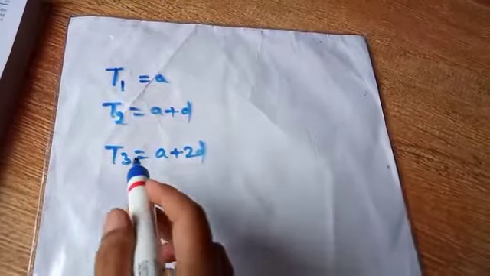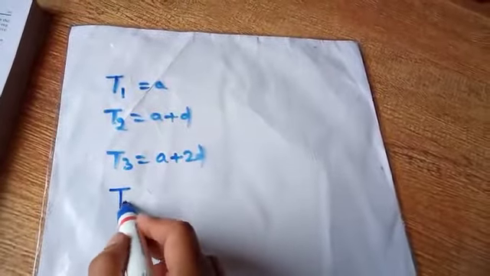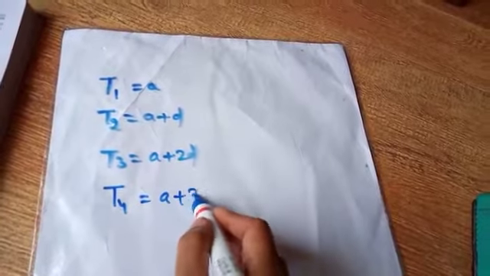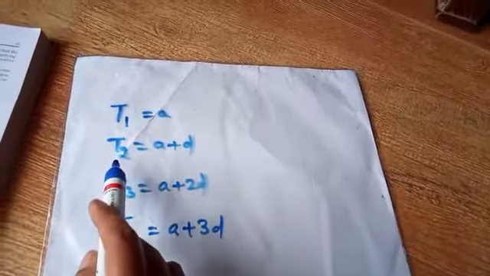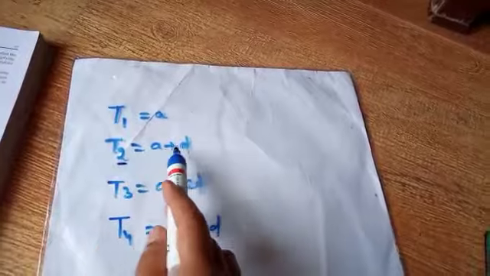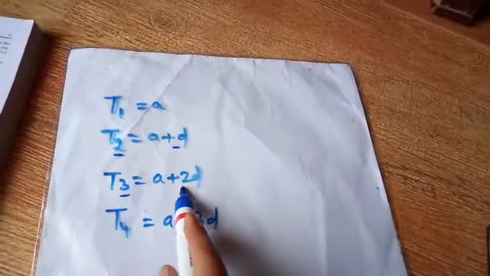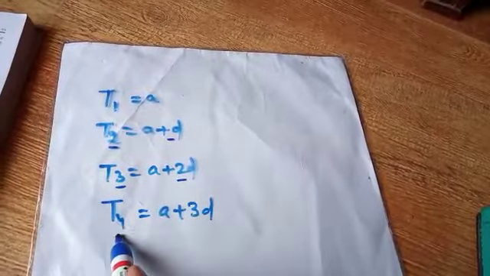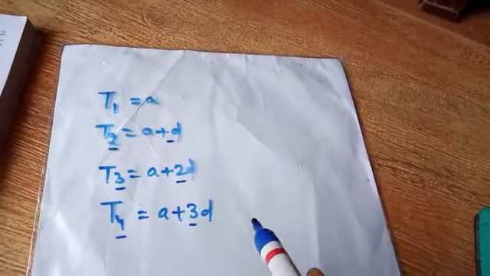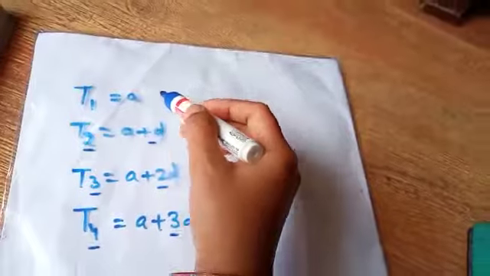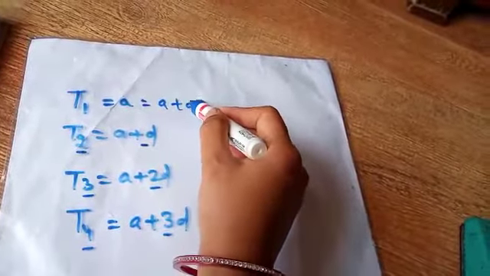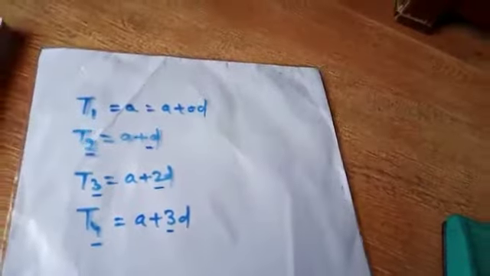So we have written T3 is a plus 2d. So T4 will be a plus 3d. Now look at this very carefully. When there is 2, तो d के आगे क्या नंबर लिखा है 1. When it is 3, तो d के आगे क्या नंबर लिखा है 2. When it is 4, तो d के आगे क्या नंबर लिखा है 3. When it is 1, can I write this as a plus 0d. So d के आगे क्या नंबर लिखा है 0.